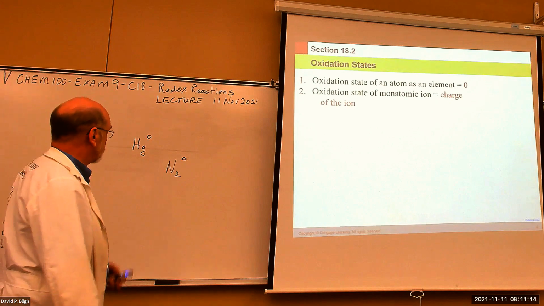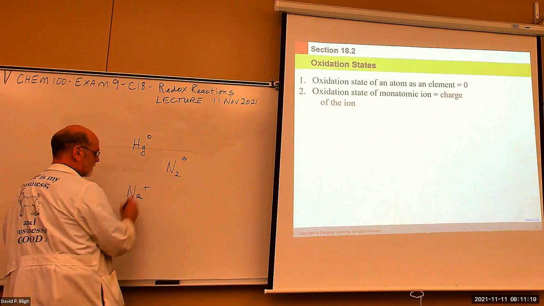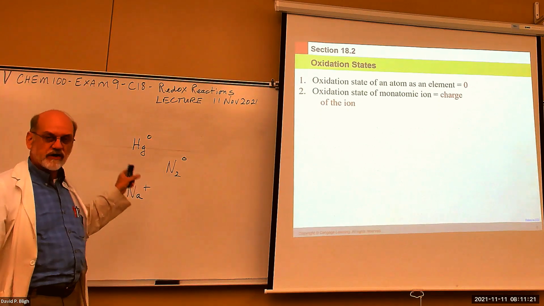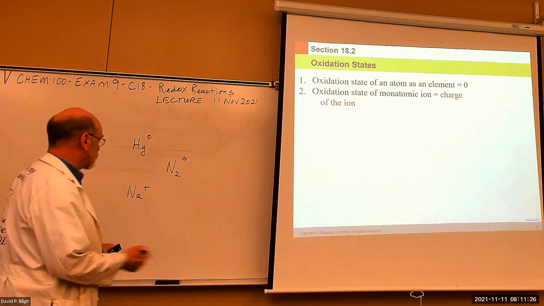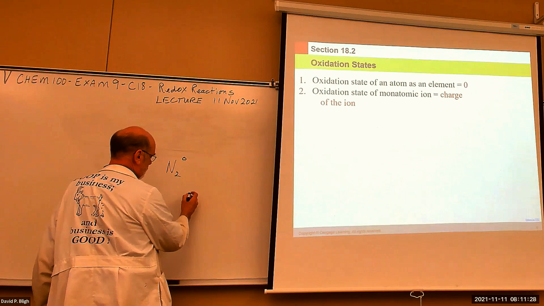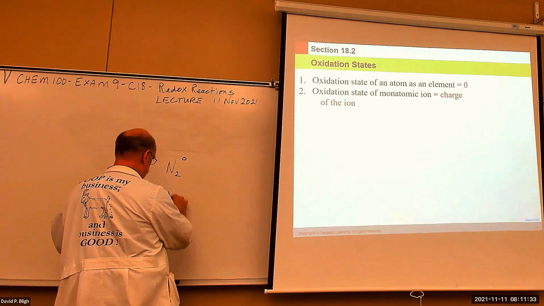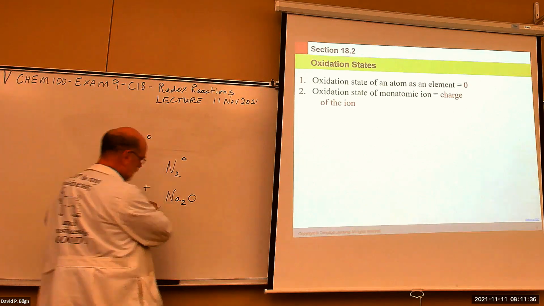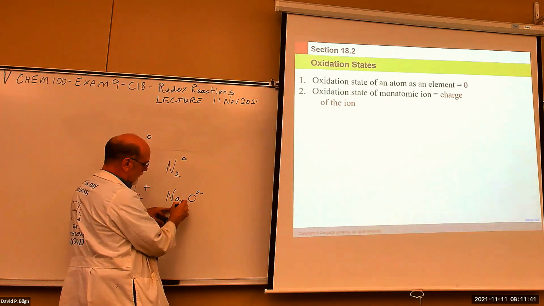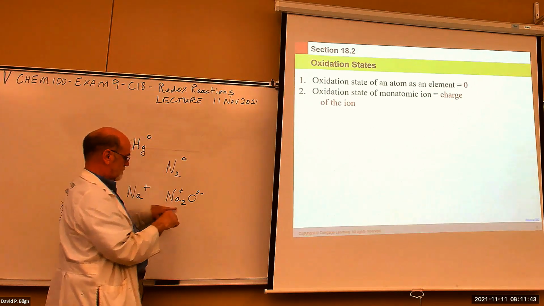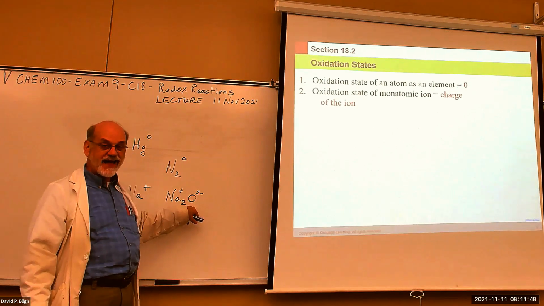Okay, that's rule number 1. Rule number 2 is if you have an ion, you've identified an ion with that charge, the oxidation state is that charge, +1. Or it could be, say, oxygen was part of a compound, like sodium oxide. In this case, oxygen would have to be 2- because sodium is 1+ to balance the charges. And this would be the oxidation state of that oxygen.